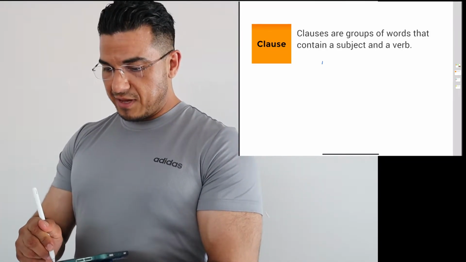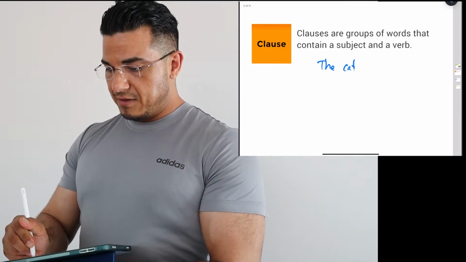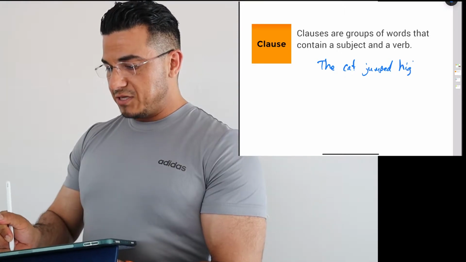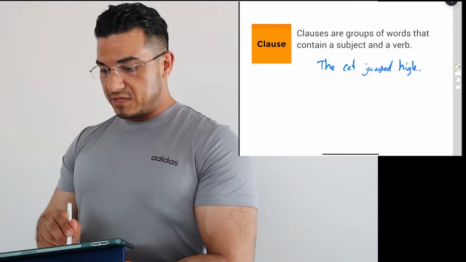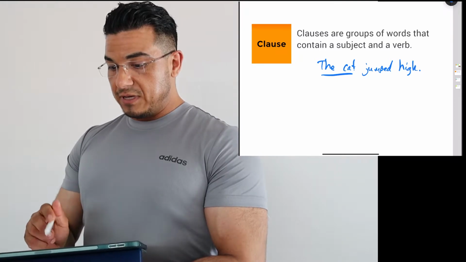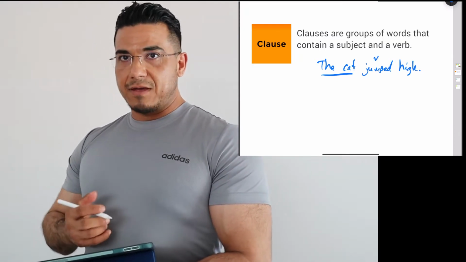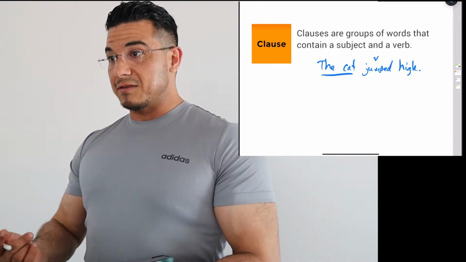You can say something like, the cat jumped, and then I can just add a modifier. The cat jumped high. Okay, we've got our subject, the cat. What did he do? That's going to be our verb, jumped. And how did he do it? Well, he jumped high. Okay, complete thought. It's just a clause. It's nothing special.